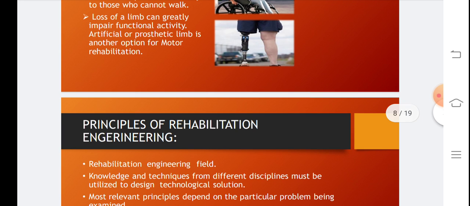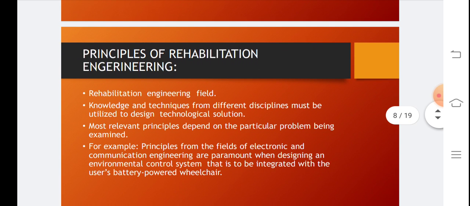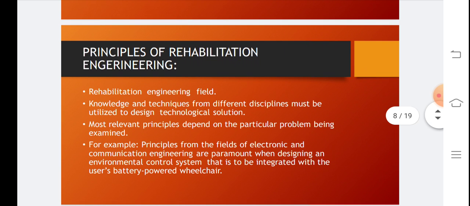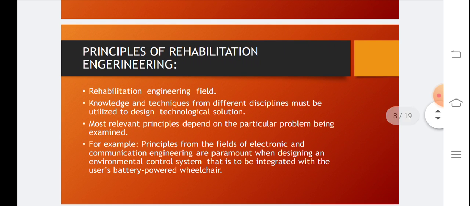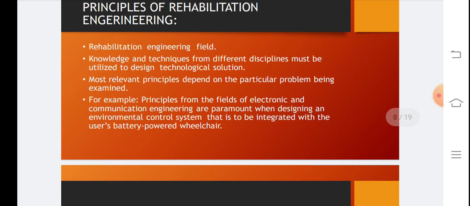Next, principles of rehabilitation engineering. In the rehabilitation engineering field, knowledge and techniques from different disciplines must be utilized to design a technological solution. Basically it means the plans and strategies of two different disciplines make a creative or more useful thing for humans. Most relevant principles depend upon the particular problem being examined.